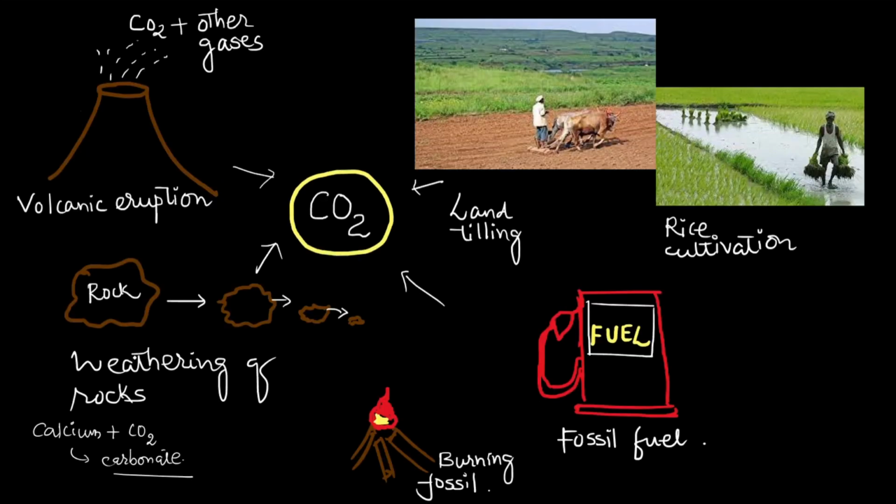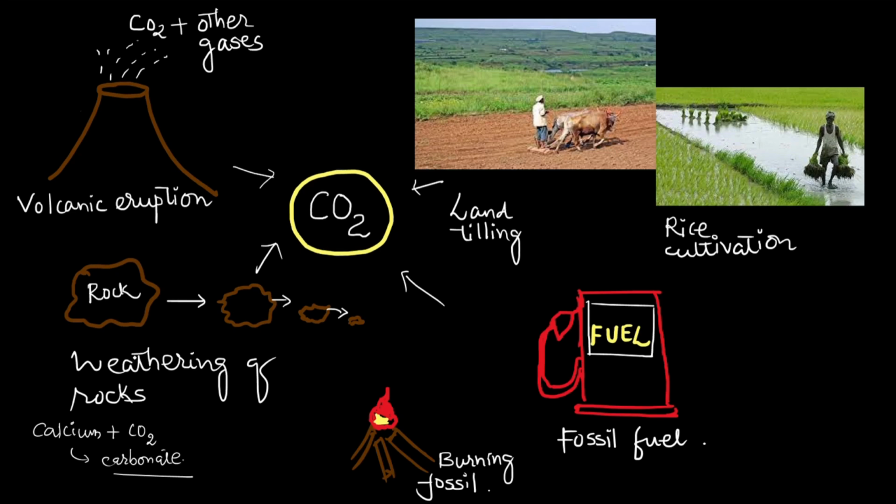Now, in this slide we are going to see the various sources which give rise to CO2 emission. The volcanic eruption is a natural process. When the volcano erupts, it gives rise to CO2 and some other gases. So, one source of CO2 is volcanic eruption.